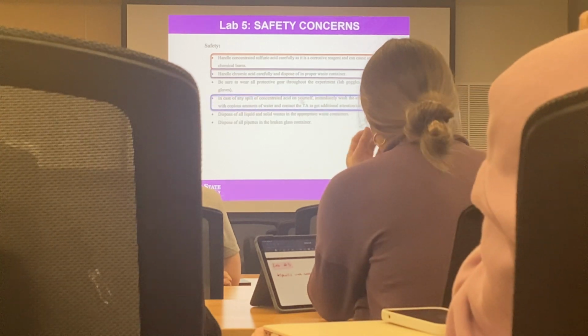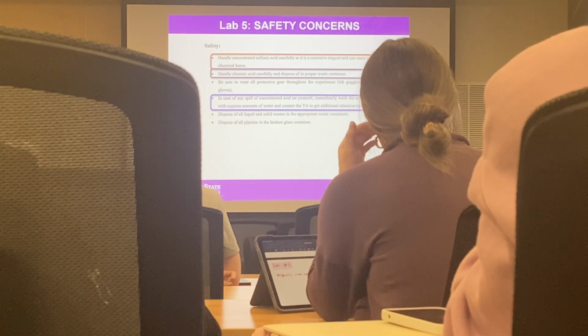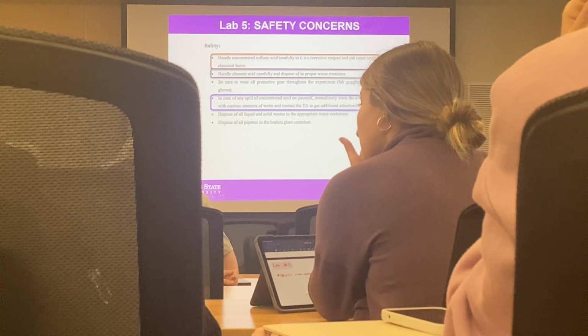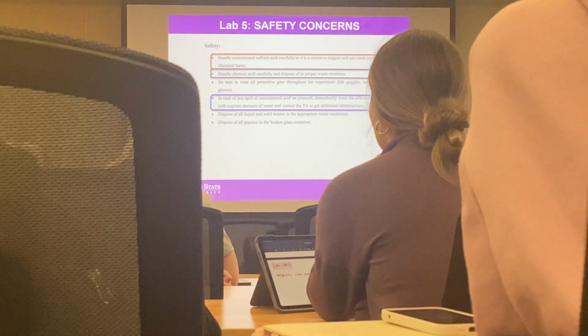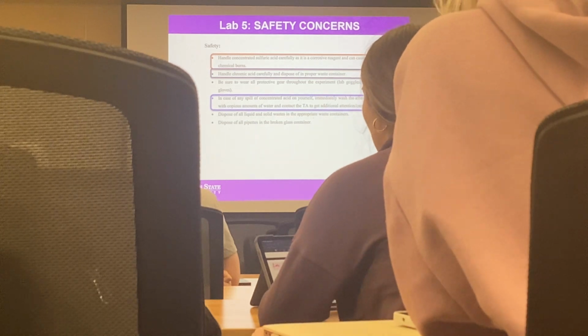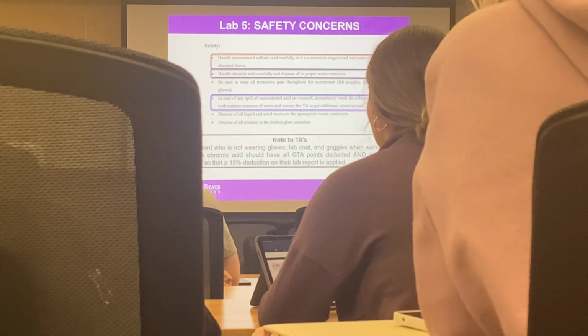Now, in case of any spill with concentrated acid on yourself, immediately wash the affected area with copious amounts of water. I have said this many times. And contact your TA. Of course, the TAs will be walking around and they will know if somebody had an accident, so they'll take care of you. Please let your TA know.